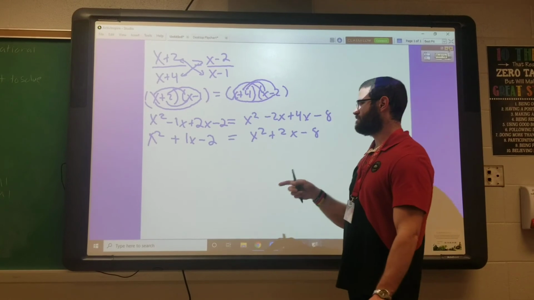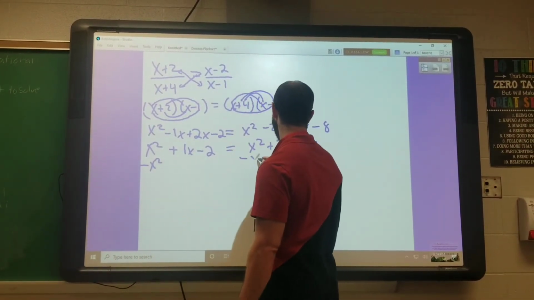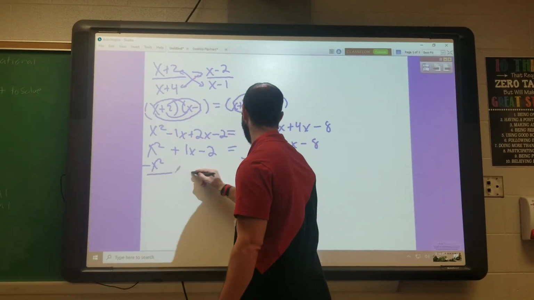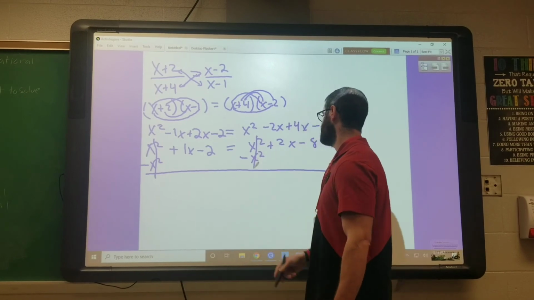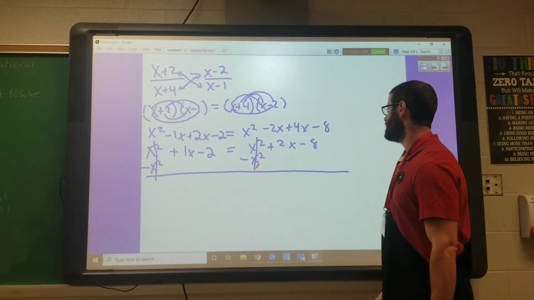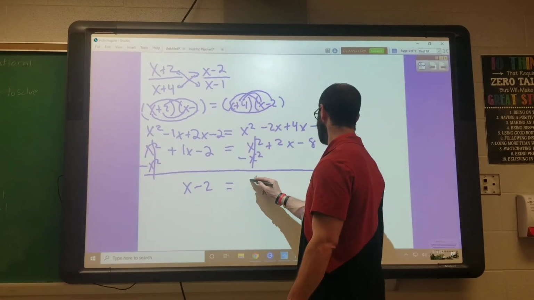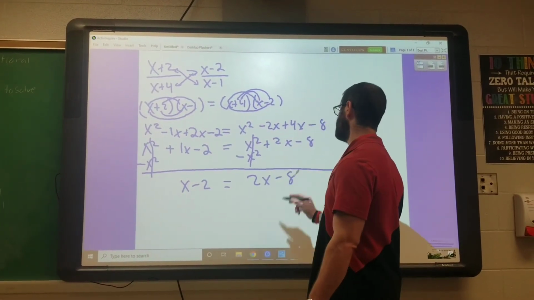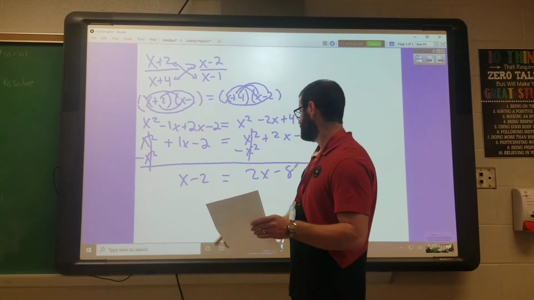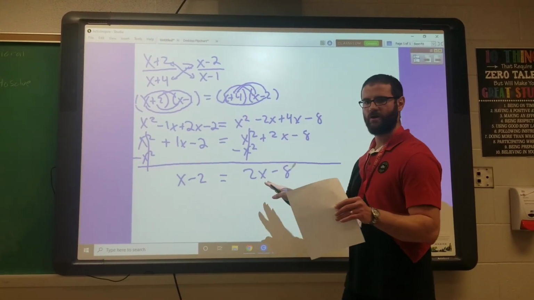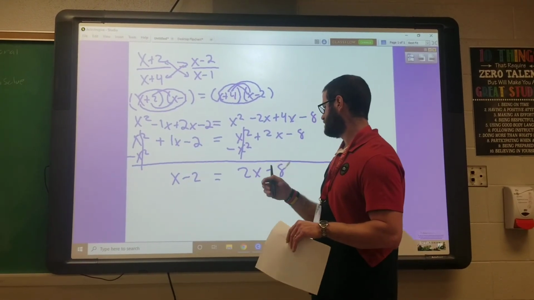But here's what's going to happen. Notice I have x squared on both sides. What happens when I subtract x squared from both sides? It goes away. Alright? So then what I'm left with is x minus 2 on the left side and 2x minus 8 on the right side. And we're left with just a linear equation that has a variable on both sides. So we're going to go ahead and get the x by itself.